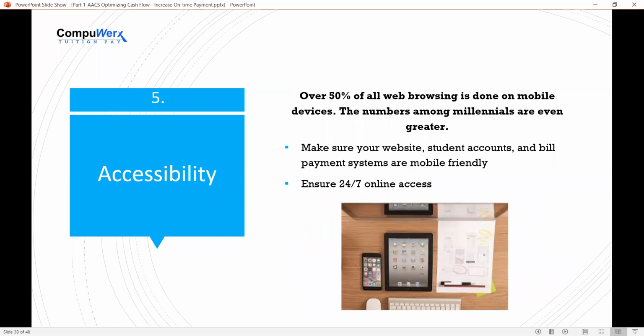Accessibility. Earlier, we talked about how over 50% of web browsing is done through mobile phones. For millennials, it's even greater. So you want to make sure that your website, your student account information, and your billing payment system are mobile friendly, so that your students will have 24/7 access, and can check their account information and see what their balances are. Most important, they will be able to make payments through their mobile phone, with a couple of minutes at their fingertips.